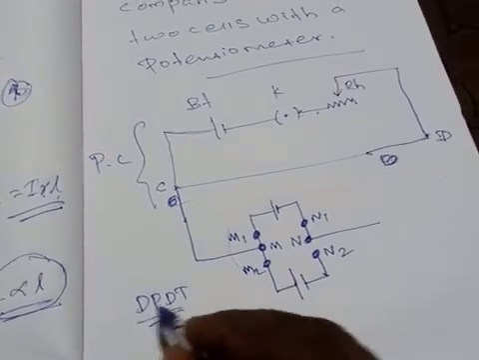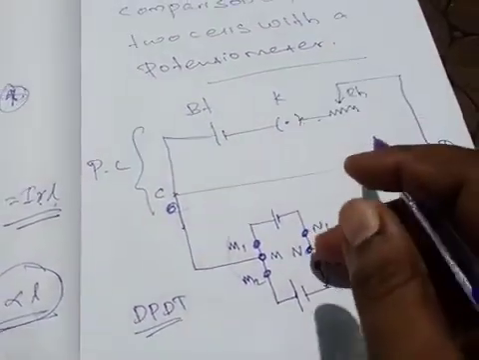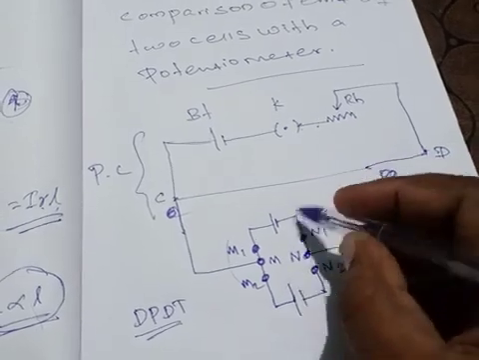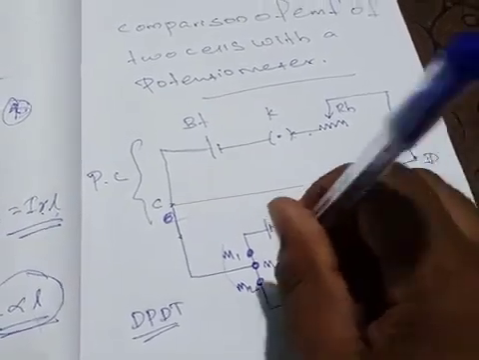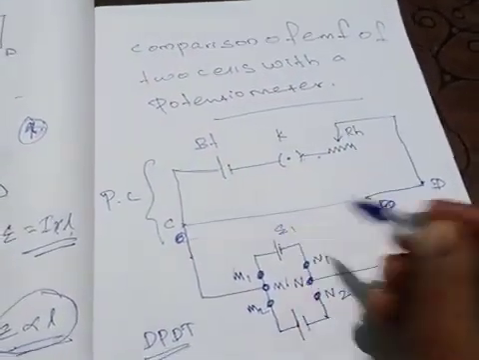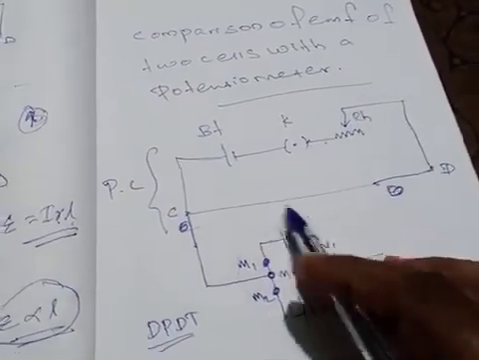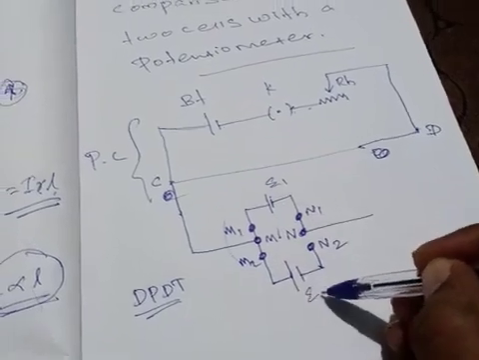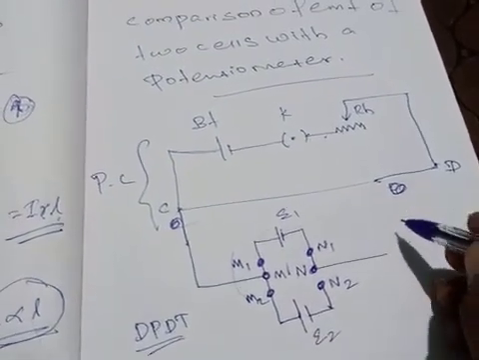DPDT switch, double pole, double throw, we can easily tell it is a two-way switch. One switch will be there, and if you press the switch this side, this cell will work, so EMF 1. If you press the switch the other side, this cell will work. That is what compares the EMF.